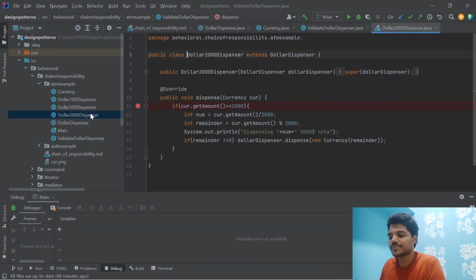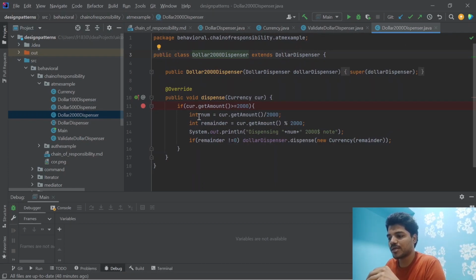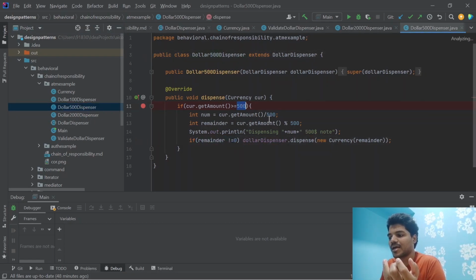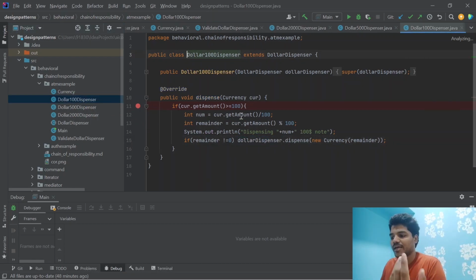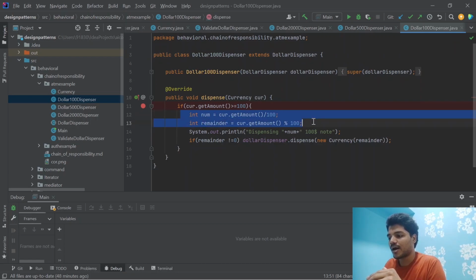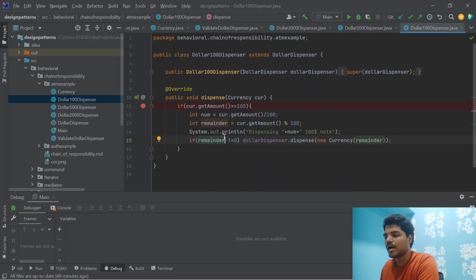Now let's see 2000. If the amount is greater than or equal to 2000, it will calculate the amount up to 2000. If the remainder is non-zero, it will transfer to the next person, that is the 500. Similarly, it will check for 500, and if the remainder is still non-zero, it will ask 100 to do the job. Here 100 is the last one, so the next person won't be there. I copied and pasted all these things, so I forgot to change that maybe. But at last, after this is completed, the remainder will be 0 and everything is printed.